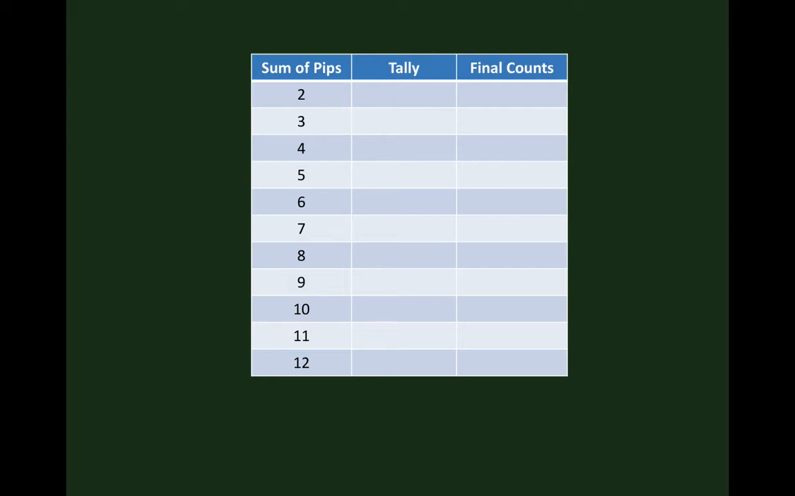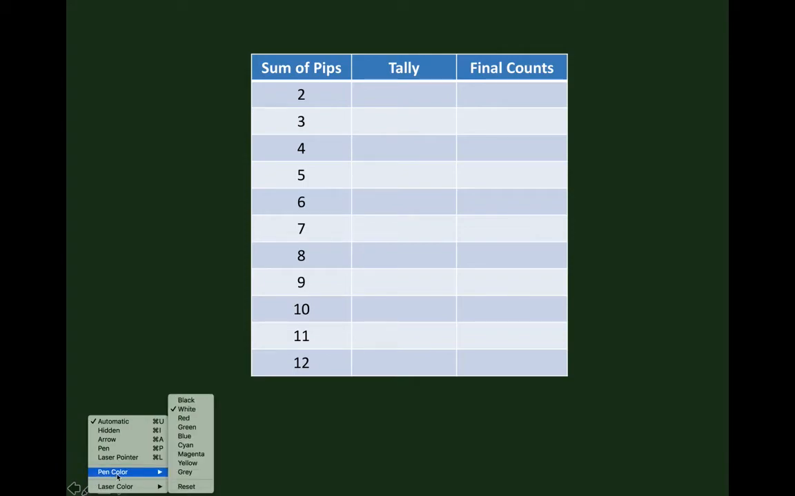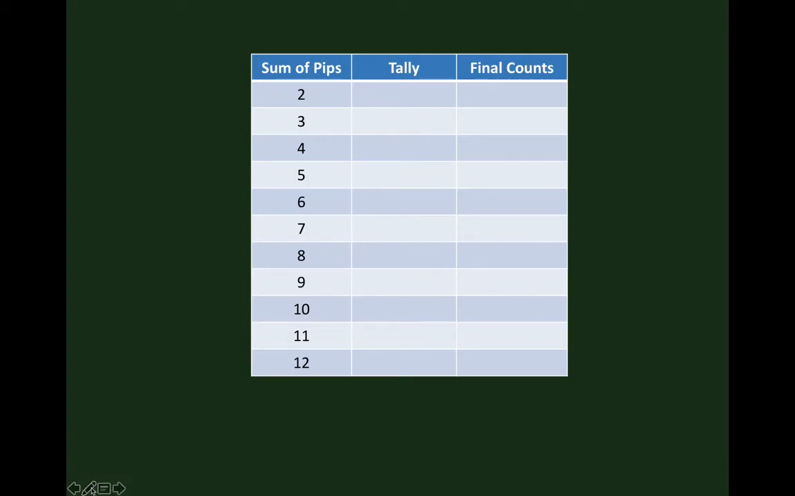One way to do it is just to use a table. Notice in the table, I have the sum of the pips. This column represents each of the possible values of the variable. Rolling a 2 would mean a 1 on the red die and a 1 on the yellow die. Rolling a 12 would be a 6 on the red die and a 6 on the yellow die. We could get a 4 by rolling a 3 on the red die and a 1 on the yellow die, or a 1 on the red die and a 3 on the yellow die, or a 2 on each die. So there are different ways these can happen.